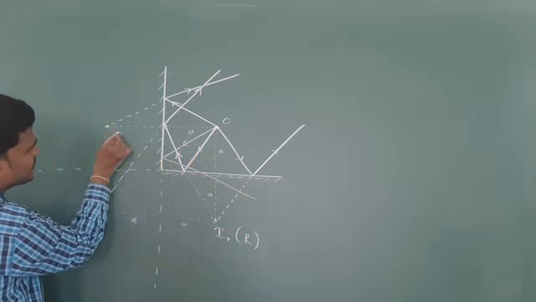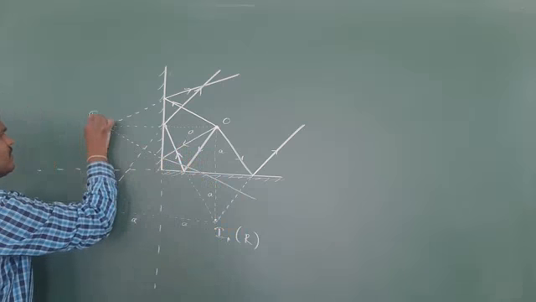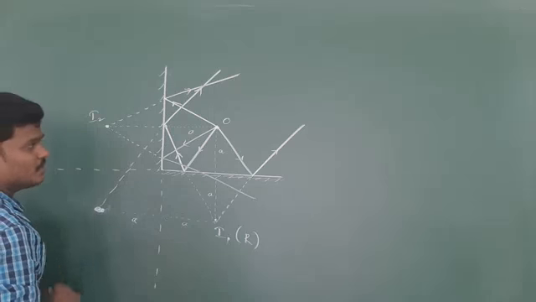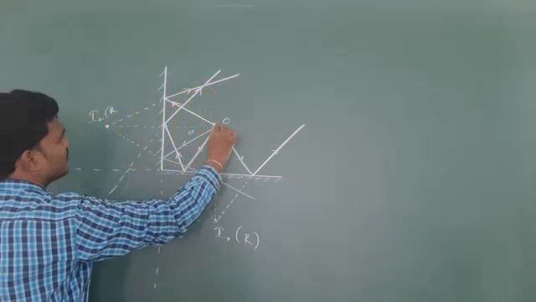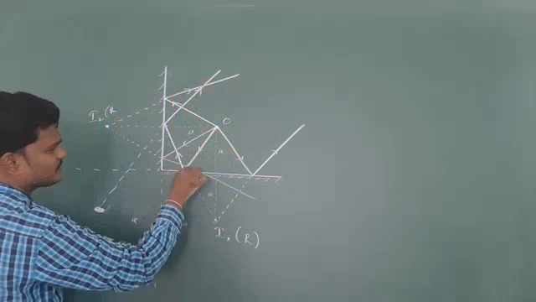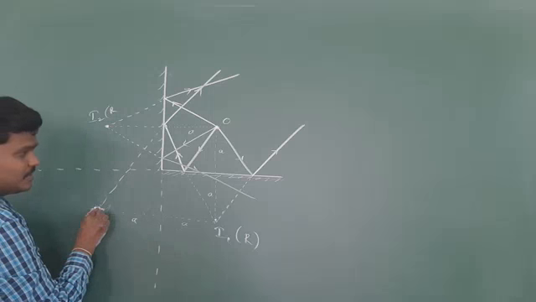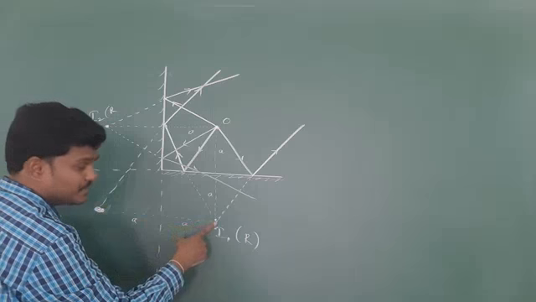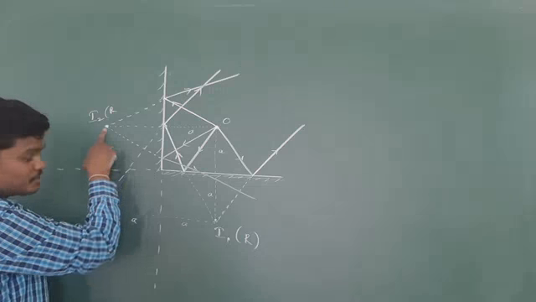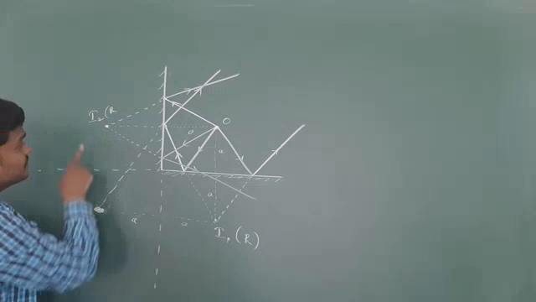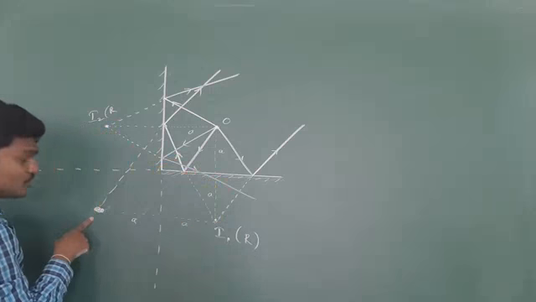If I extend, you will get one more thing. See, this is one more image, let us call it I2 image, because of only one reflection. And observe this one: this I1 behaves like a virtual object for this mirror, and produces an image here, and this I2 behaves like a virtual object for this mirror, and produces one more image here.